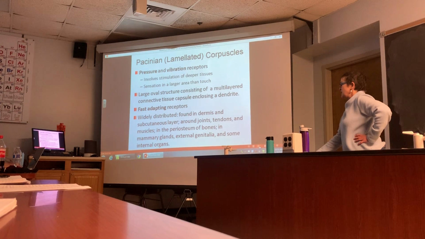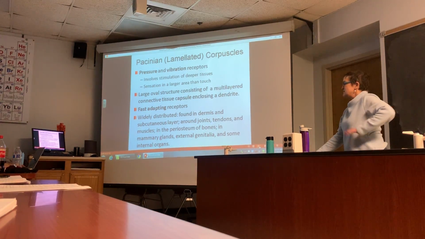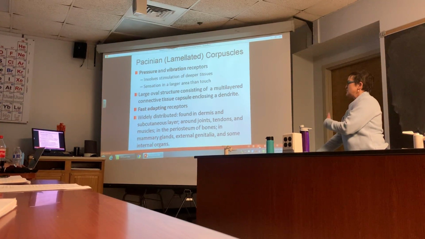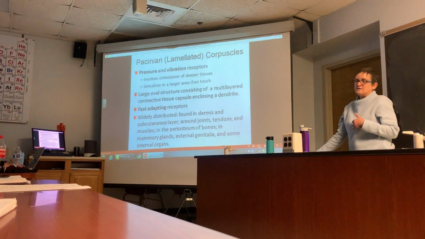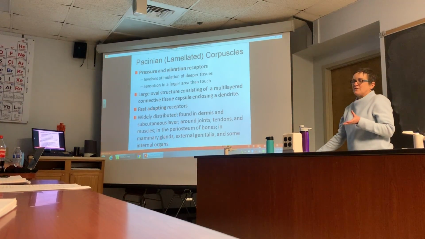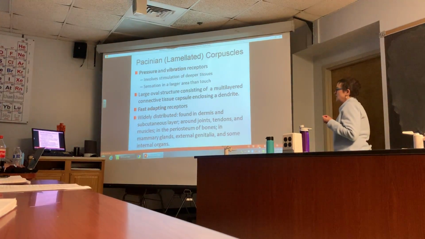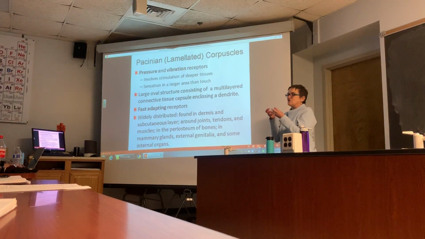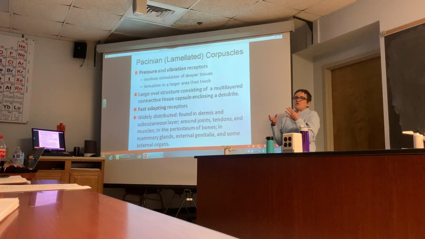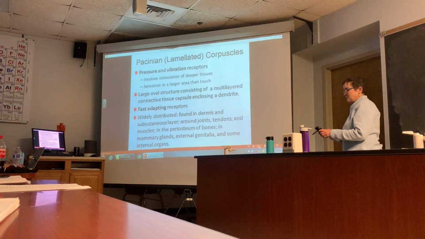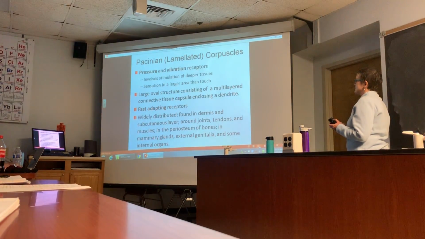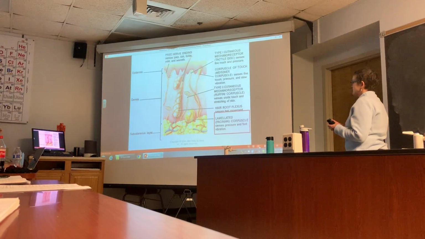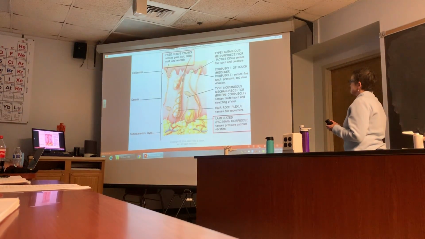They're found in other places as well, mammary glands, external genitals, and some internal organs. For instance, the pancreas, of all things, has these large Pacinian corpuscles in it. So if there's any kind of internal pressure being put, like say you were being crushed by something, something was putting a lot of pressure on your body, they would be stimulated. So it helps kind of monitor pressure internally as well as at the surface of the body. So there's an example there.